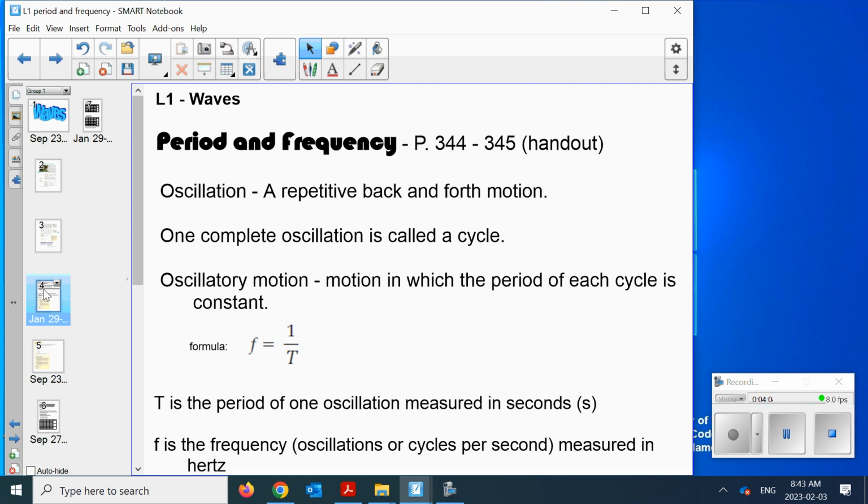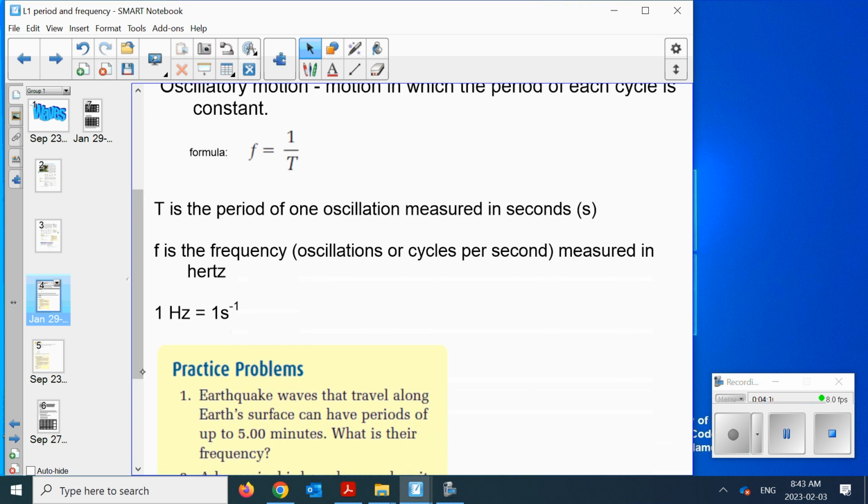Because it's not a period of time. How many cycles or rotations are in a period of time? T is the period of one oscillation measured in seconds. F is the frequency. That's what RPMs is, but we're going to use per second. You guys have probably heard of hertz before, as in megahertz. So where have you seen hertz, megahertz, kilohertz? Anyone? On electronics and stuff like this. It's like a refresh rate sometimes. How many megahertz? Those are usually in megahertz.